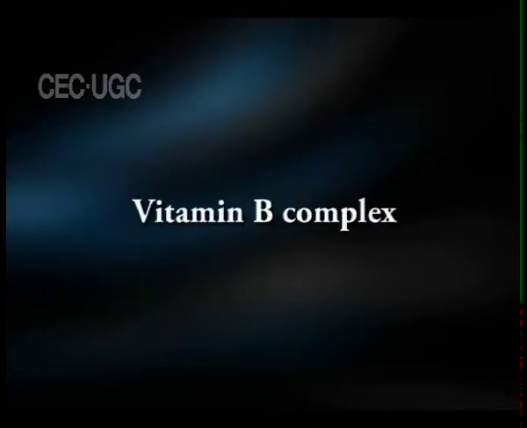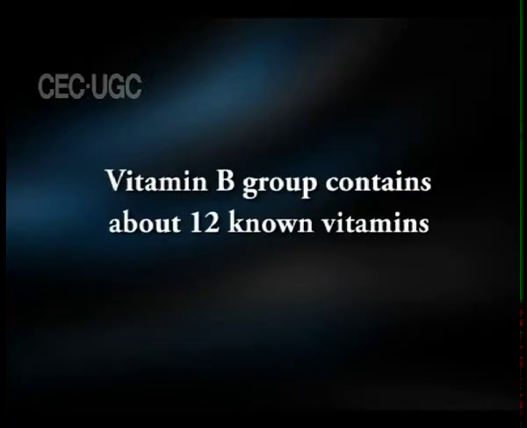Vitamin B complex. The vitamin B complex comprises a group of water-soluble factors more or less closely associated in their natural occurrence. It is now customary to refer to them by their chemical names. Previously, they were named B1, B2, B3, etc. The only common property exhibited by these vitamins is that they form coenzymes or prosthetic groups of different enzymes. Vitamin B group contains about 12 known vitamins and are discussed here.